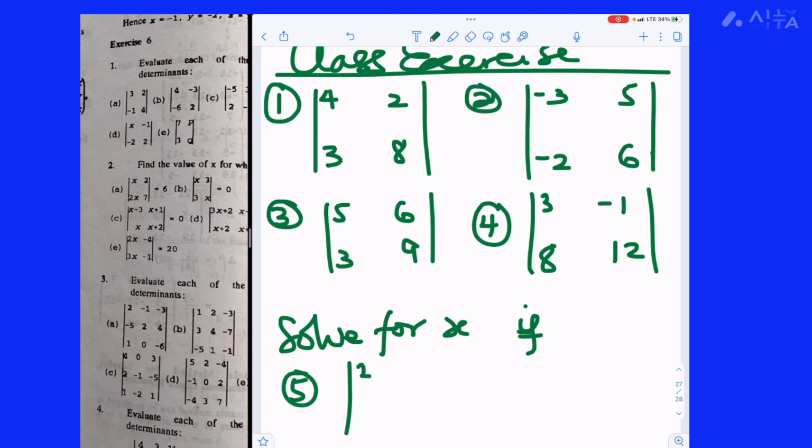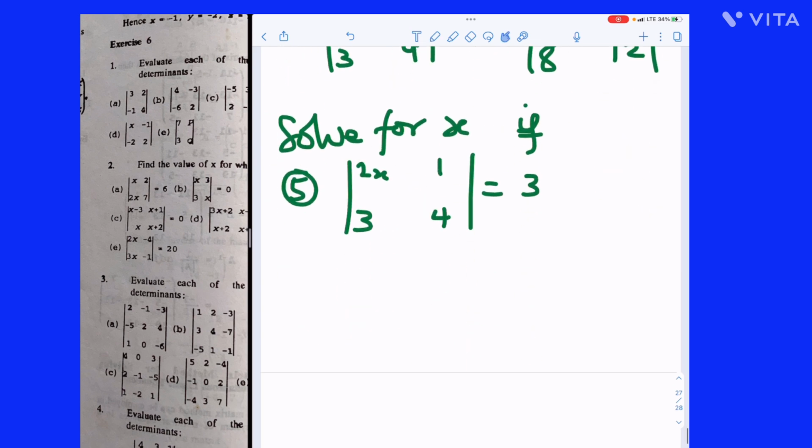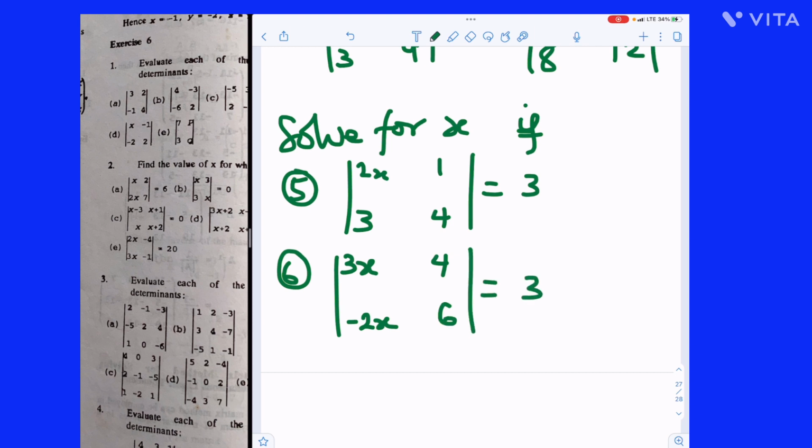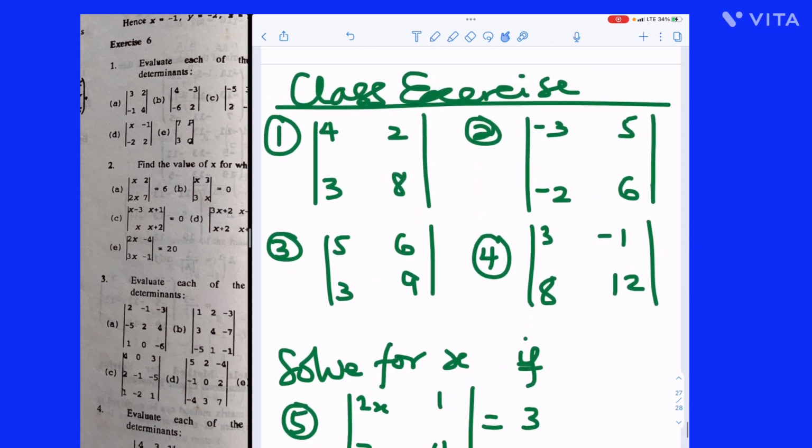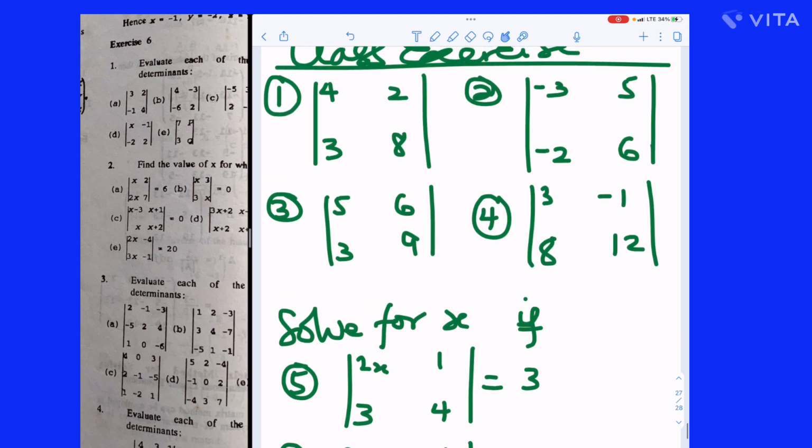Let me make that number 5. 2x, 1, 3, 4 is equal to 3. That's number 5. Let's go to number 6. 3x, 4, minus 2x, 6 is equal to 3. Okay, let's make this 2. So I think that's okay. Make this your classwork and take note of this part of matrices, the determinant of 2 by 2 matrices.